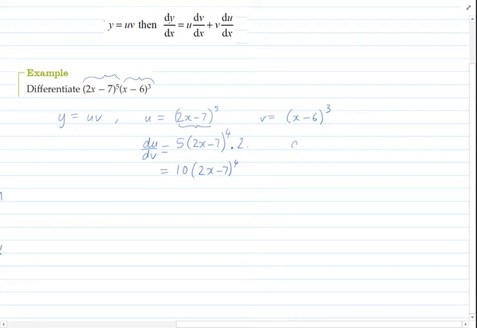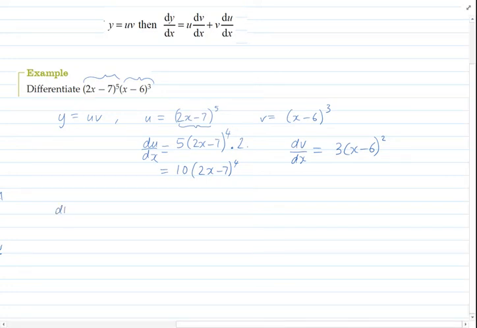Okay, now we're going to do dv by dx. Which just makes me realize I've made a mistake over here, that needs to be dx. So dv by dx is going to be 3(x minus 6) to the power of 2. And because x differentiates to 1, it's going to be timesing 1 here, so 1 doesn't change it, so that's our final derivative.